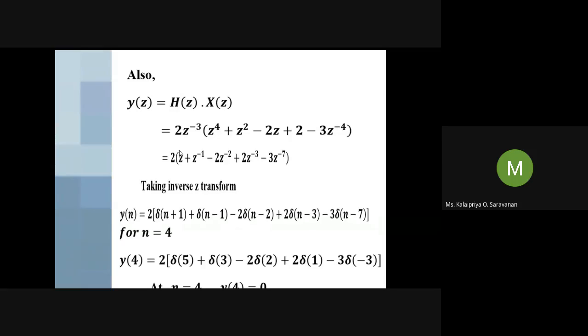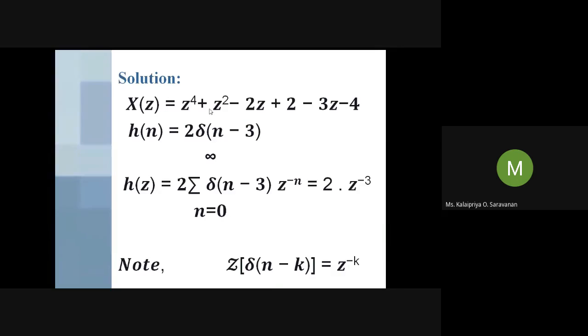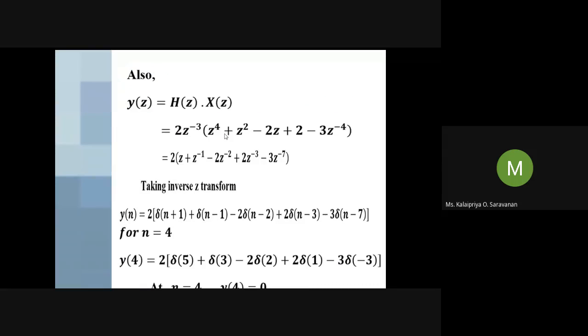Once you calculate y of z, your next step is to take the inverse z transform so that you calculate y of n. Once you get y of n, we will substitute n as 4 and calculate y of 4. So the point is very simple. To calculate y of z, we need h of z and we need x of z. Now, x of z is already given in the question. h of n is given in the question. So we need to calculate h of z from the given h of n.